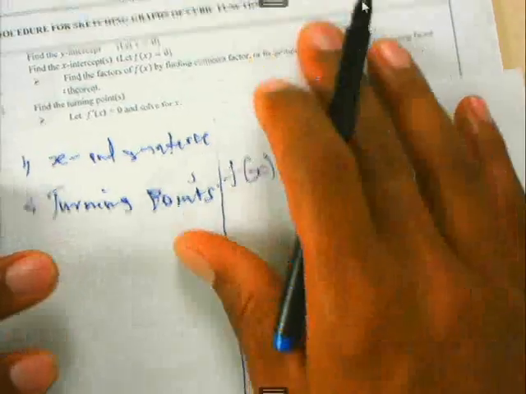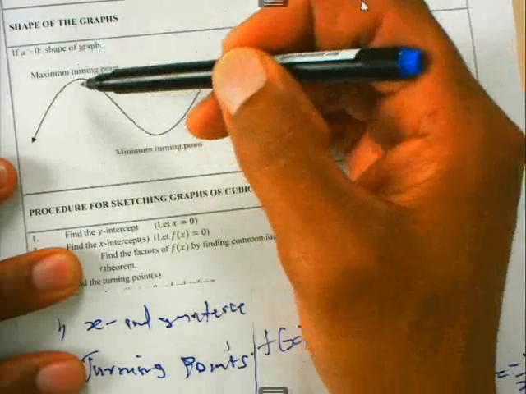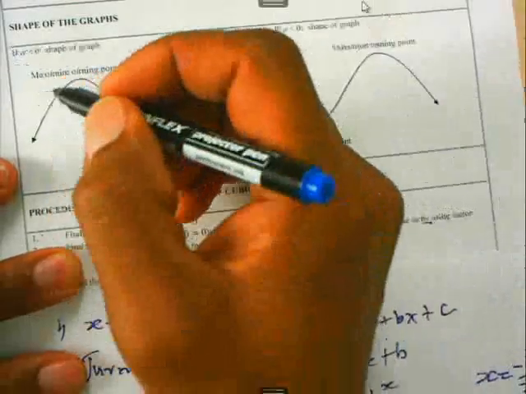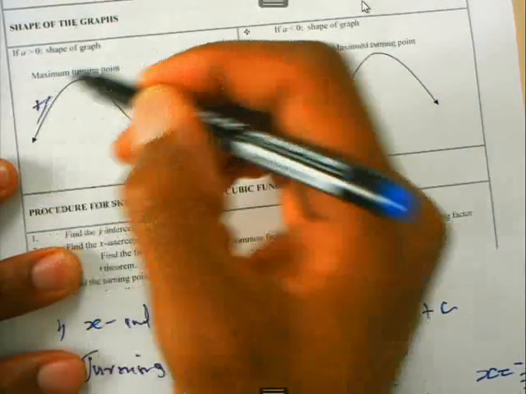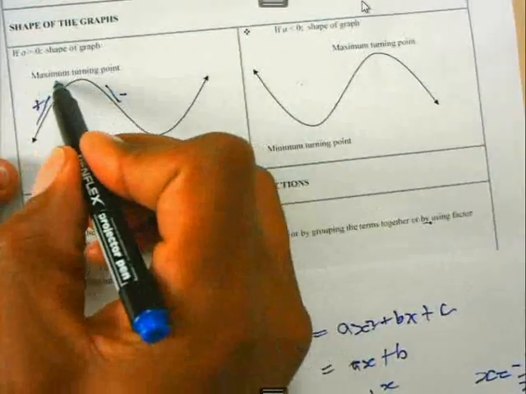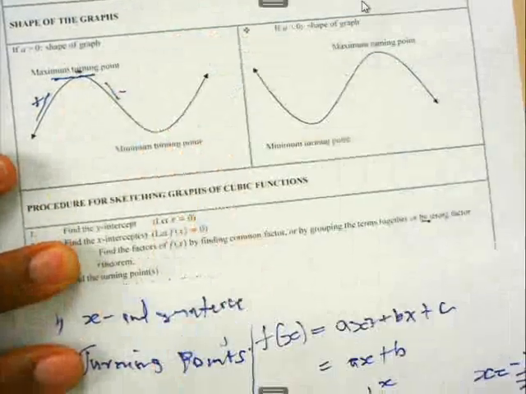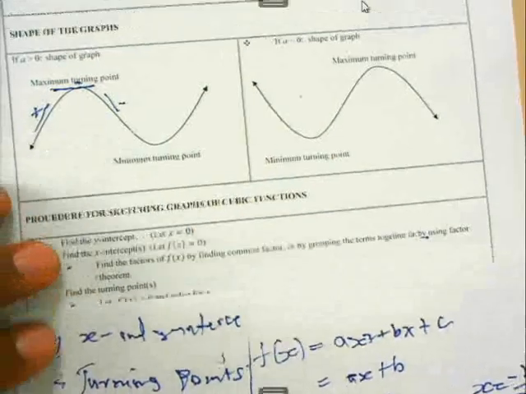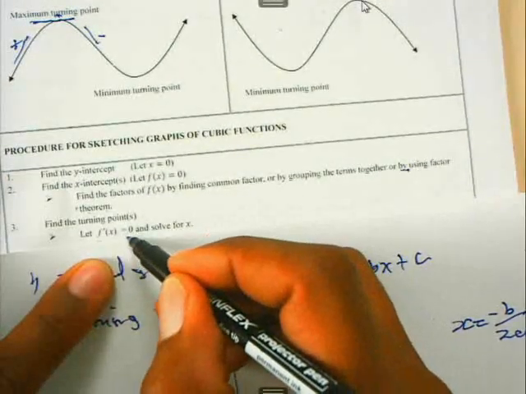Of course, you remember that, like I said earlier on, if a is greater than 0, we are going to have the maximum turning point. Of course, you know the gradient of the straight line. Here the gradient is positive. Here the gradient is negative. But what is happening at this point? The gradient is 0, right? That is why you must have the derivative, and then you let the derivative be 0.